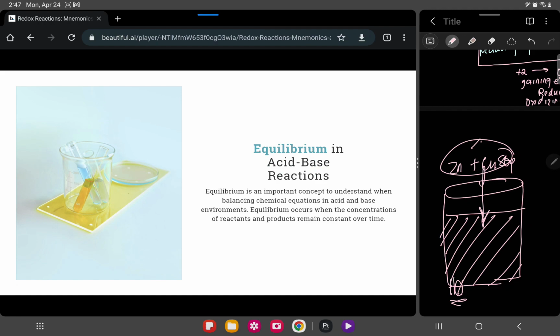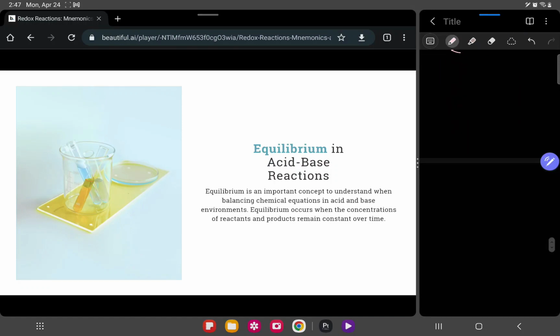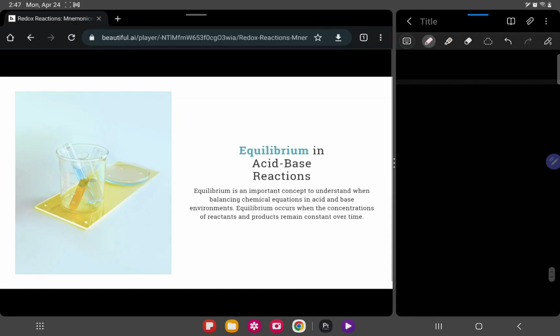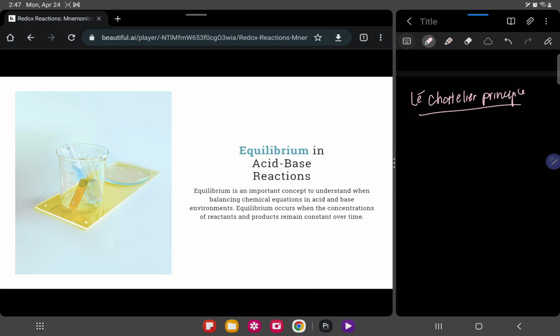I think the most important principle that we learn about equilibrium is the Le Chatelier principle, but we will not discuss that in this topic. But if you want to search for it, the Le Chatelier principle is very important in equilibrium since it defines how stress is relieved in a certain equation and what will happen in a certain environment.